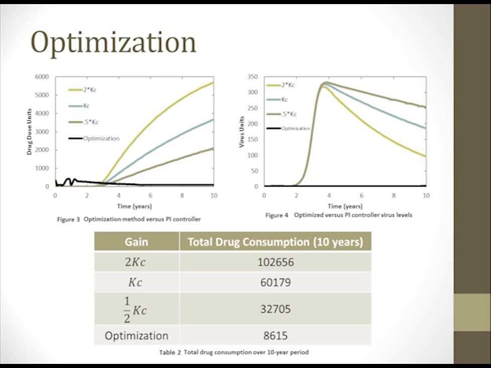You can see that we wound up with about 8,600 drug units, compared to the controller values, which are above it. So it's a much better process.